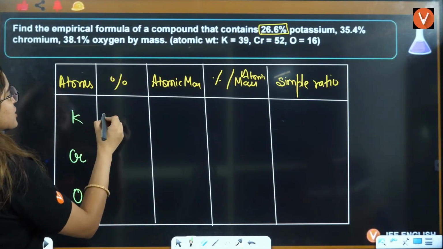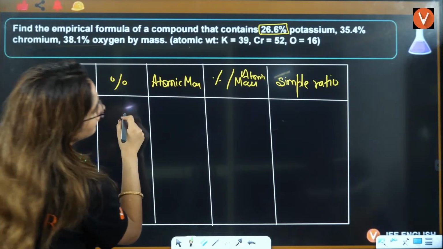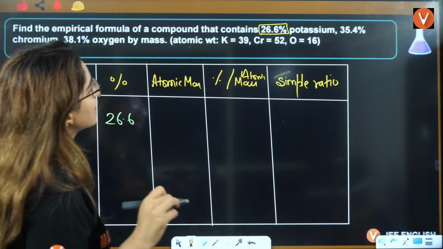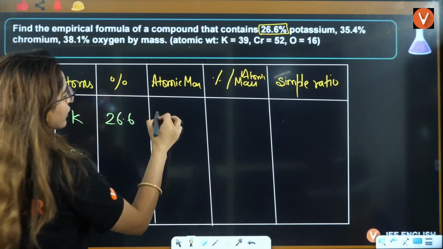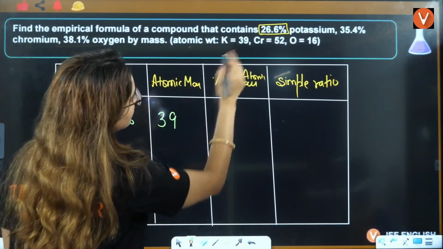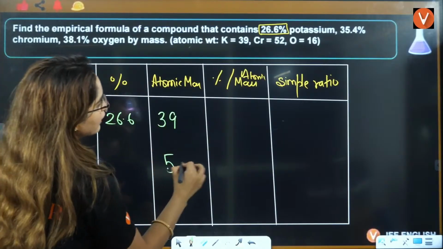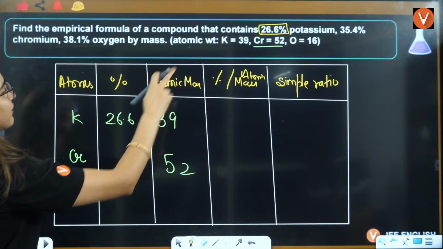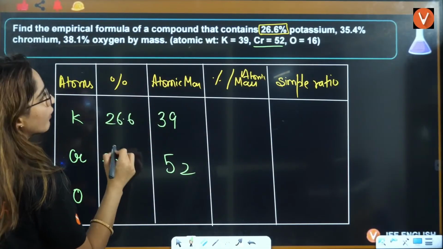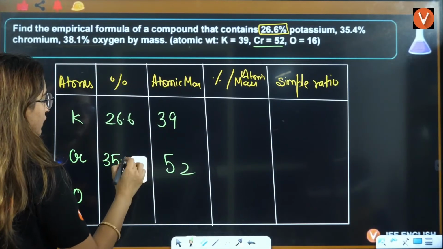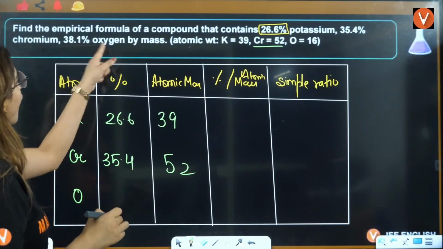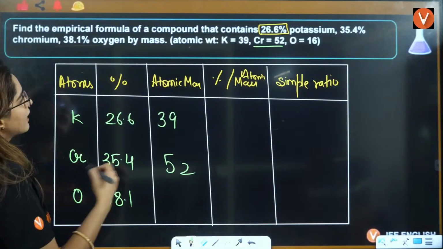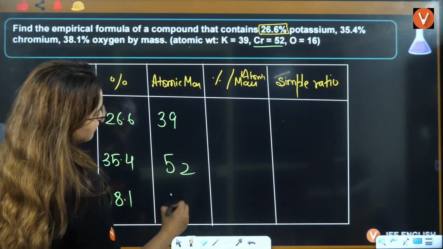So potassium percentage is given to be 26.6 percent, right? Molar or atomic mass is 39, right? Chromium, the atomic mass is given to be 52, and percentage is 35.4. For oxygen, it is 38.1, and then this is nothing but 16.